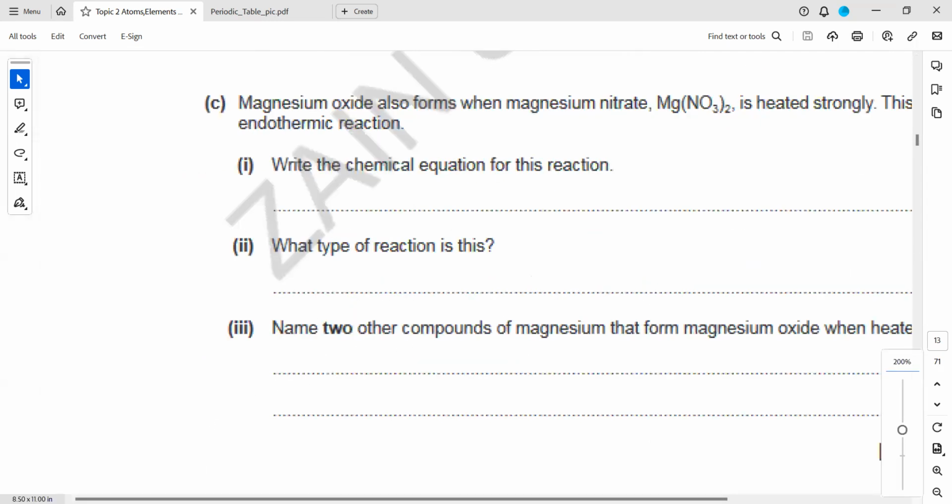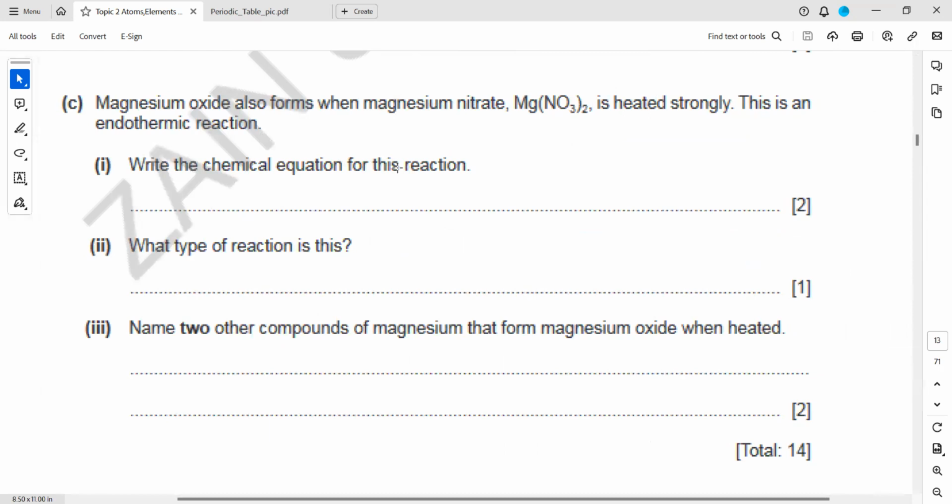The next, magnesium oxide also forms when magnesium nitrate is heated strongly. What is the thermal decomposition of a metal nitrate? When we heat a metal nitrate, it will form metal oxide. When metal nitrates like potassium and sodium are heated, it will give nitrite and oxygen. But for other nitrates, when we heat, it will form metal oxide plus nitrogen dioxide plus oxygen. So it will be MgNO3. This is called a thermal decomposition, the type of reaction. It will form a metal oxide, MgO, plus nitrogen dioxide plus oxygen O2.